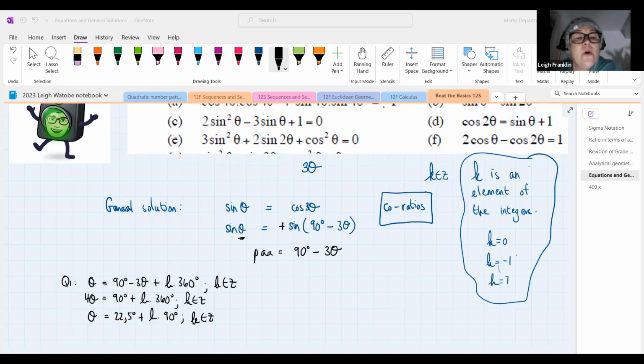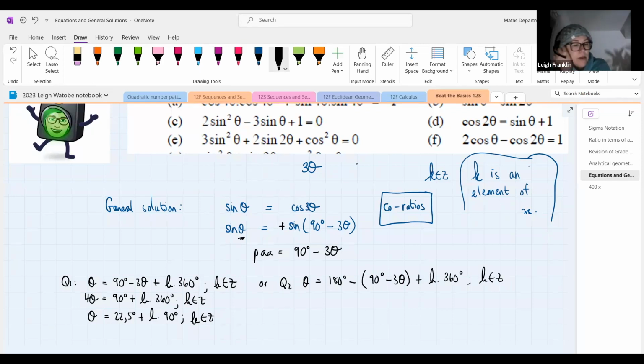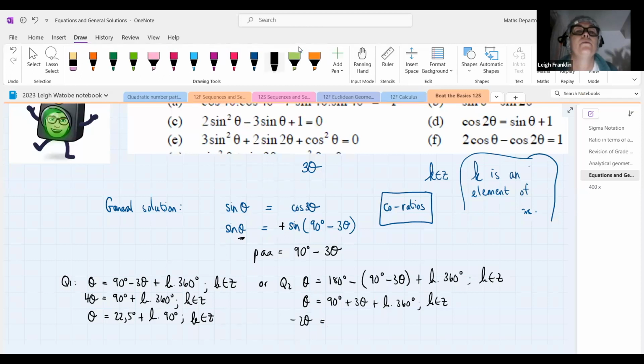Okay. All right. So in quadrant 2, we would say that theta is equal to 180 minus your PAA, plus k times 360, k an element of the integers. Then again, we would have to remove our brackets, collect our like terms, and so on. You guys know the deal. So let's just do that quickly.